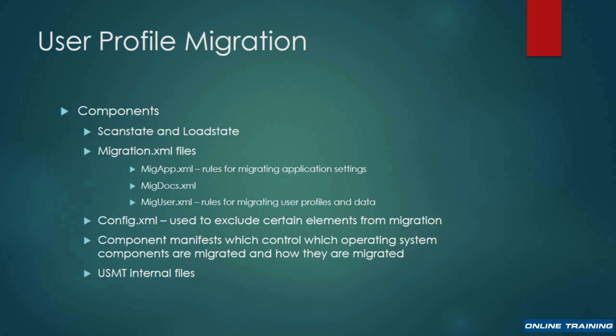On the first one, it's rules for mapping or migrating application settings. The second would be for documents, and then MIG-user is user profiles. Okay, and so you can go into those migration files and control which data types are going to be migrated, control which locations. The config XML file is used to exclude certain elements from the migration, so it just configures the process. There are also component manifests which control which operating system components are going to be migrated and how they're migrated. And then USMT does have some other internal files that just help it do its job.